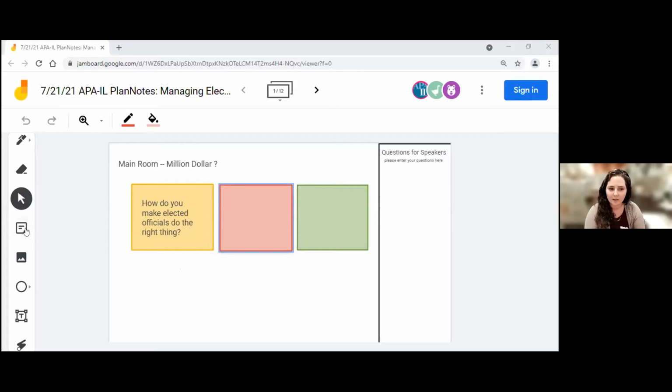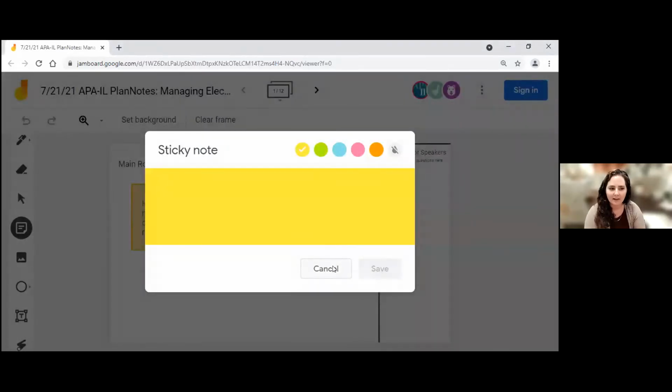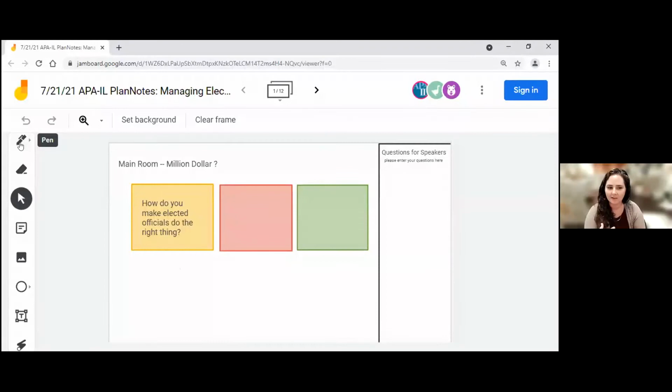You can even put in pictures or draw with the pen tool, however you want to convey your group's thoughts on this Jamboard slide. And the note taker does not need to present these thoughts or say them out loud at any point. It's purely note taking.